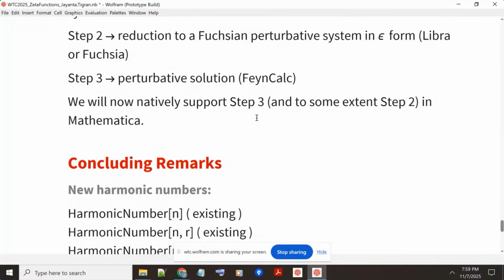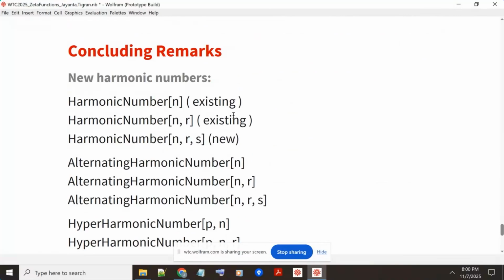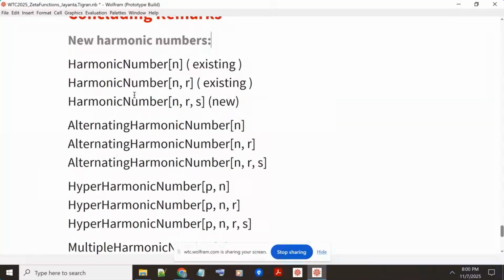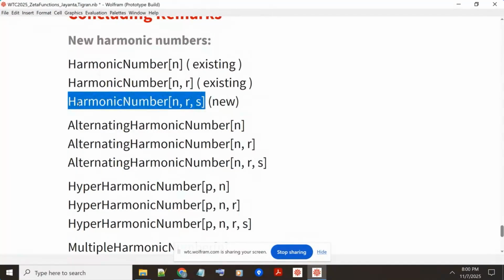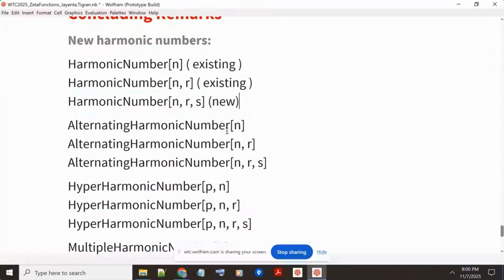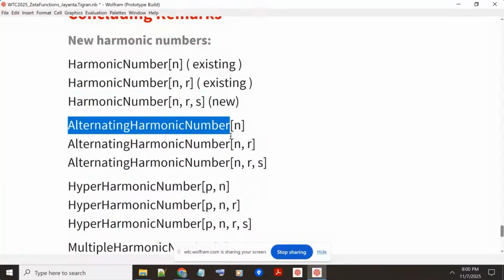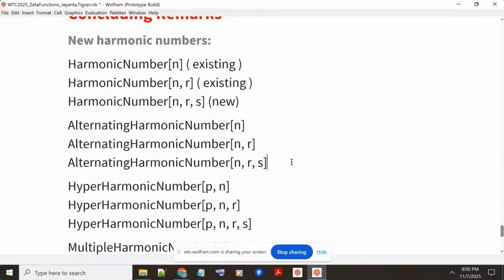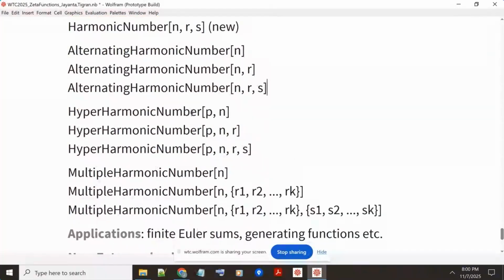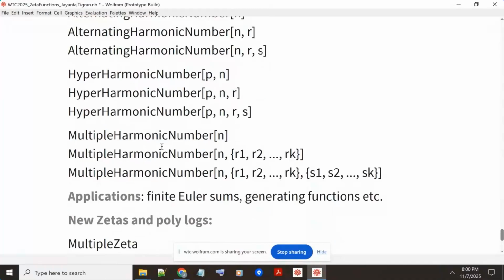Okay, so that's all more or less. I'll conclude with some remarks. As Tigran said, we introduced some new harmonic numbers. So we had harmonic number n, comma r. Now we introduced harmonic number n, comma r, comma s, and we introduced the alternating versions of these, alternating harmonic number n, comma r, comma s. Similarly, hyperharmonic number p, n, comma r, comma s, and similarly multiple harmonic number.